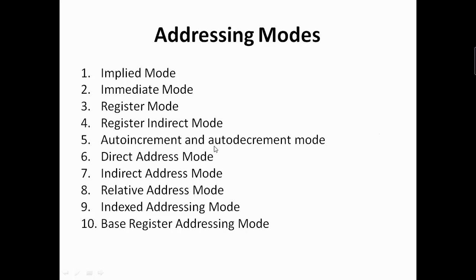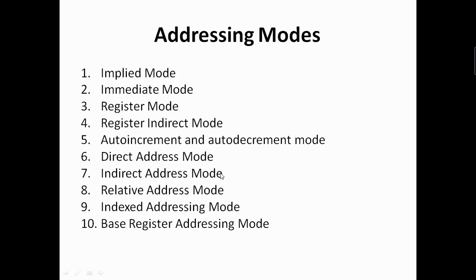It has an auto increment and auto decrement concept there. Otherwise, it is the same as this thing. The sixth one is the direct address mode. That is, the instruction contains an address, and that address is the address of the operand. So in the instruction, there will be some opcode followed by a certain address. That address will be the address of the operand in memory.